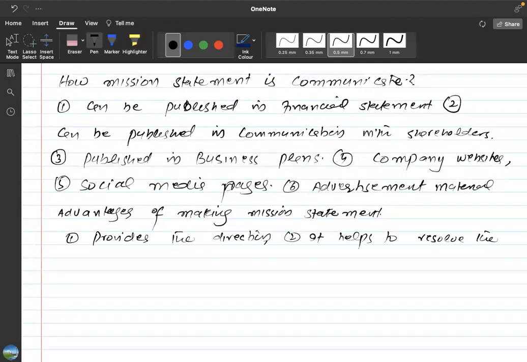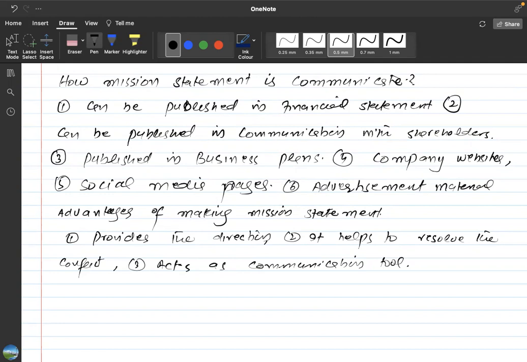So if there is a conflict between the different stakeholders or shareholders or the directors or any other managers, for example, the mission statement can be used to resolve that conflict, that this is the idea on which the business is working. So any conflict can be easily resolved. It also acts as a communication tool. It helps in the decision-making process and all that.